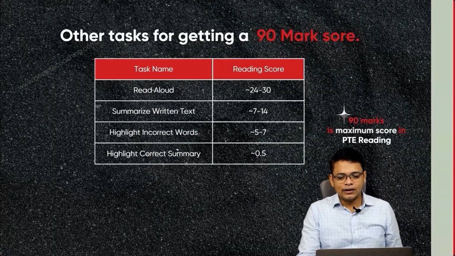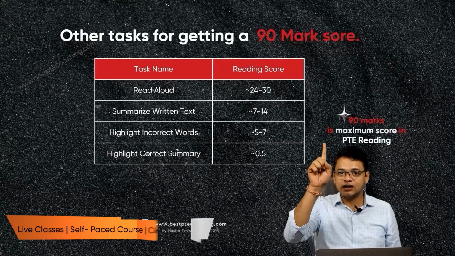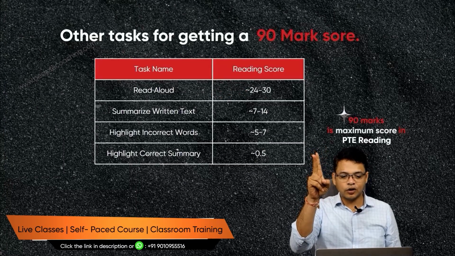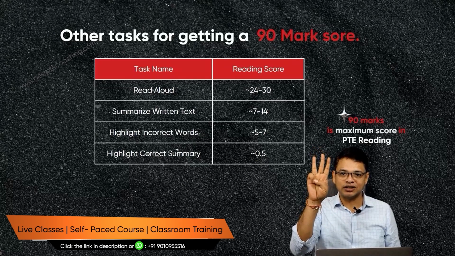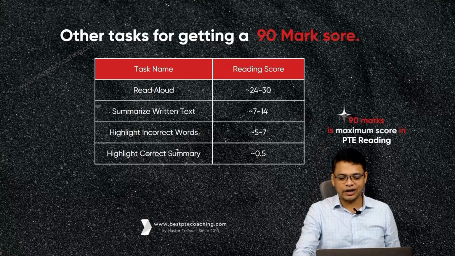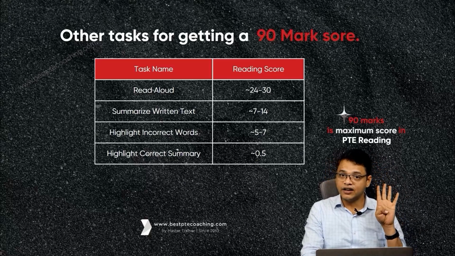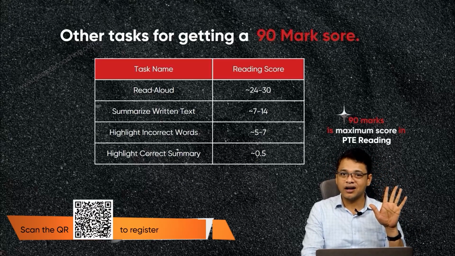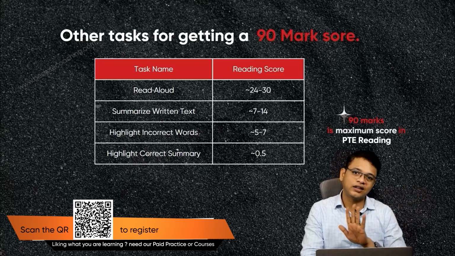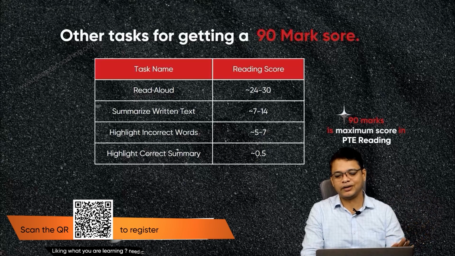Now we'll try to identify the important tasks from all. We will come from the second slide. Read aloud is important, number 1. Summarize written text is important, number 2. Highlight incorrect words is important, number 3. Three are important out of 4 in this slide, okay? And then here what are important? Reading and writing fill in the blanks, 4. Reading fill in the blanks, 5. And then reorder paragraph to some extent, 6. These are the important tasks of reading 90 marks basically.